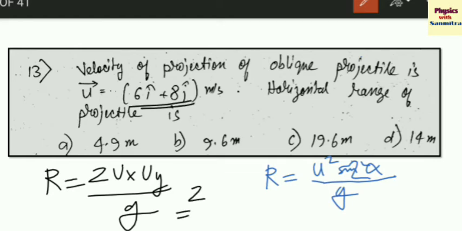So 2 ux is 2 into 6, uy is 8, by g. Let me assume g as 10. So 6 twos are 12, 12 eights are 96, 96 by 10, that is 9.6 meter. If you are facing a problem with how this formula came, then please look at my projectile lecture.